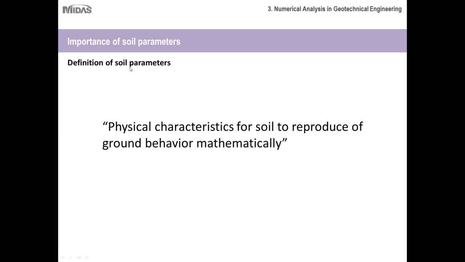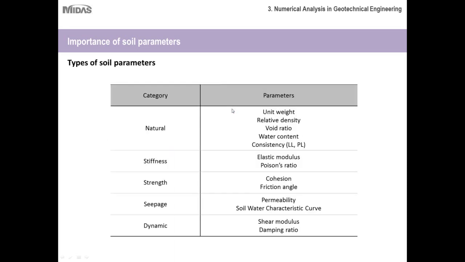So what is the definition of a soil parameter? Essentially, it's a physical characteristic of soil used to reproduce ground behavior mathematically. So, types of soil parameters. We have different types of soil out there, and we have these different parameters to predict their behavior. Everything from unit weight, void ratio, elastic modulus, cohesion, friction angle, etc. And each of these parameters relates to a different category.